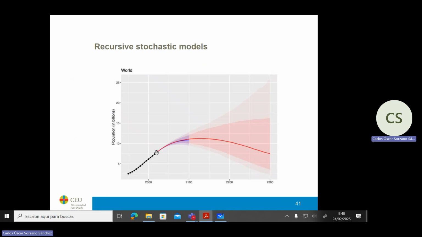So these are the points that we have observed. With these observed points, we can fit the parameters of the model, and then we can use those parameters to predict how the future will be. And this is the average of those predictions. But then you see that there is an uncertainty associated with it.